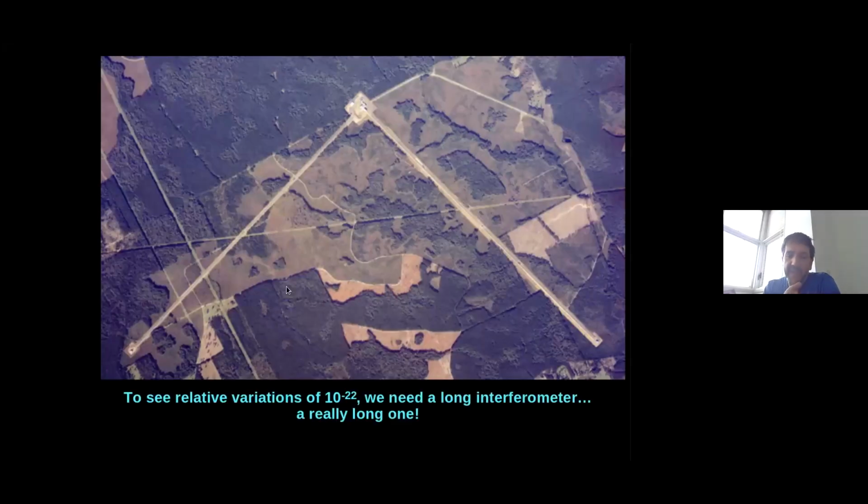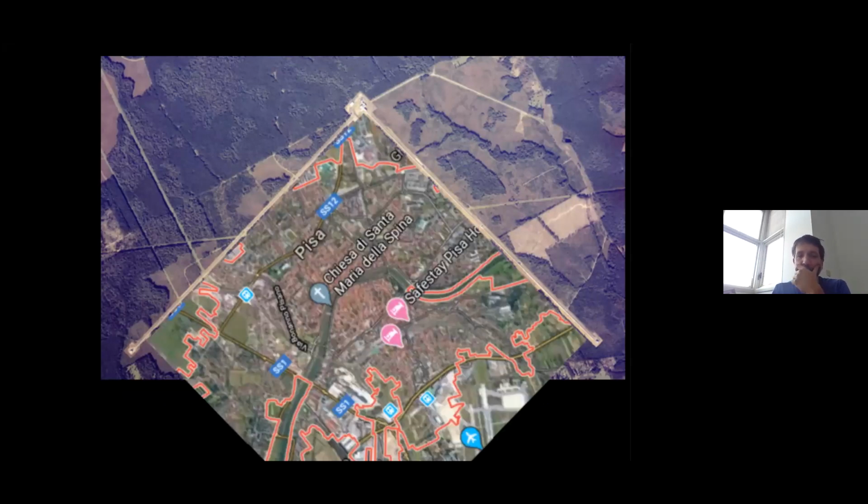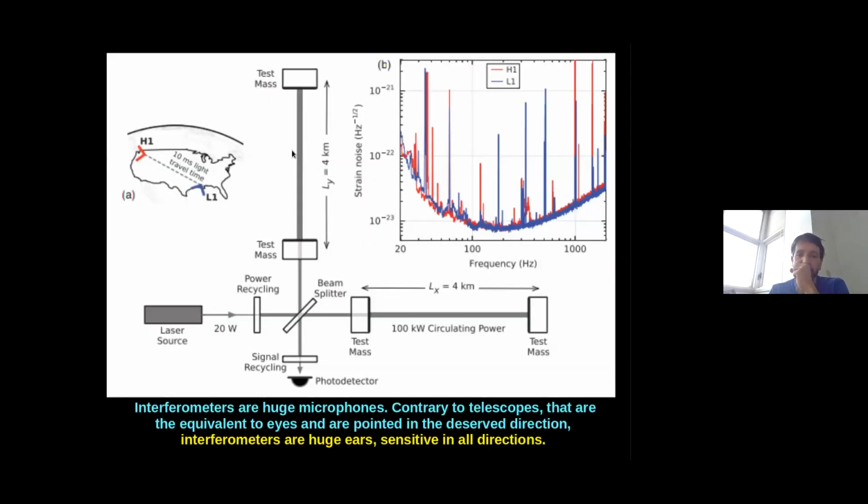Okay, so we want to see a relative variation of 10 to the minus 22. So we need a long interferometer. So this is just a picture of, I presume, LIGO. And, you know, it's pretty big. This is something that I did for a school that was in Pisa. So you can comfortably fit a medium-sized city into a gravitational wave detector, which has arms a few kilometers long.